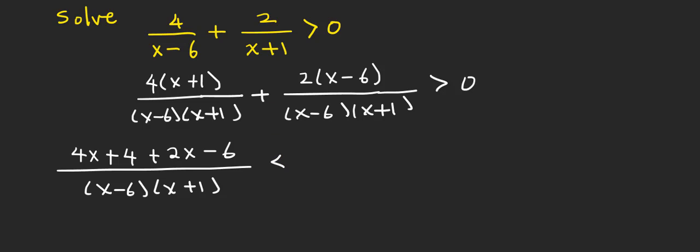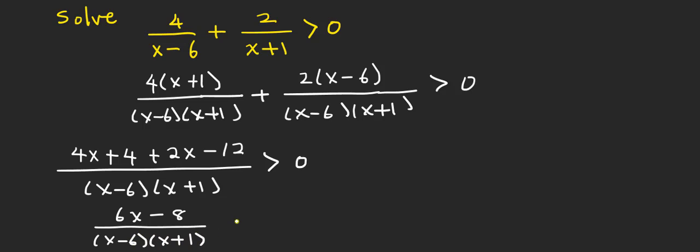And that has to be greater than 0. Let's combine the like terms. You're going to get 6x minus 2. I made a mistake here. This should be negative 12. So you get 6x minus 8, all over x minus 6, x plus 1, is greater than 0.